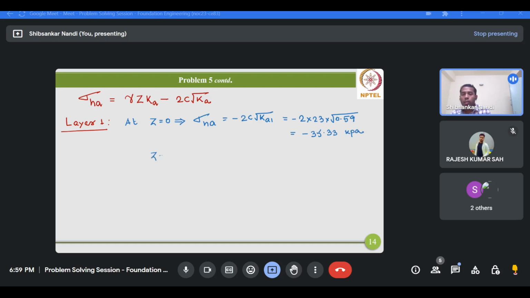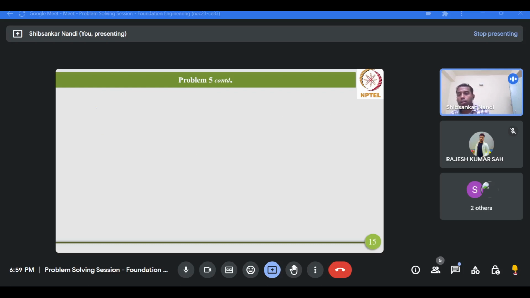Now we'll discuss the determination of tension crack depth, that is Z equals Z0. We'll try to figure out the depth Z0, and simultaneously draw the distribution. At Z equals 0, we have some negative pressure of magnitude 35.33 kPa. Okay, so this distribution is in kPa.